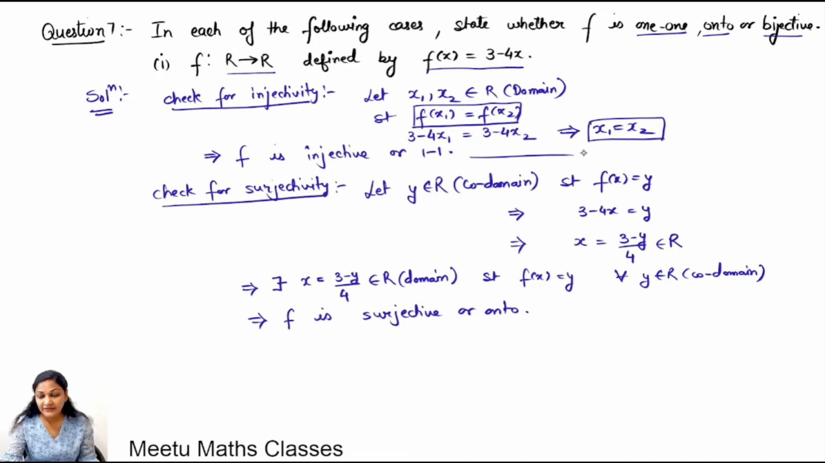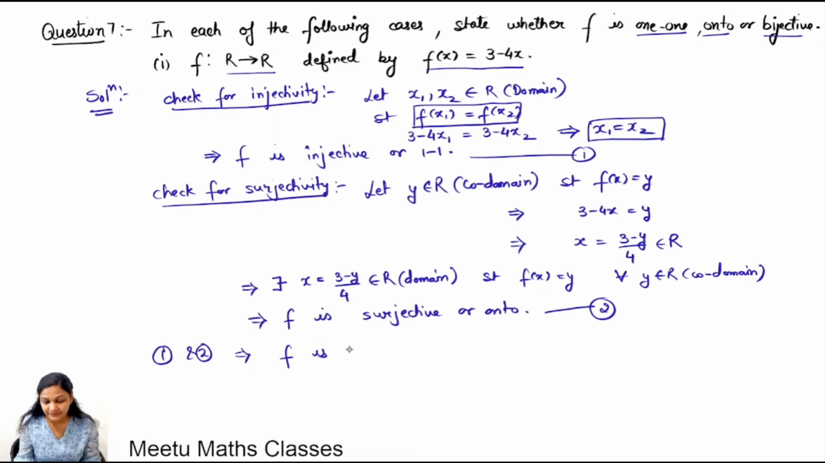Okay, and if f is 1-1 and onto also, so 1 and 2 imply that f is a bijective function.